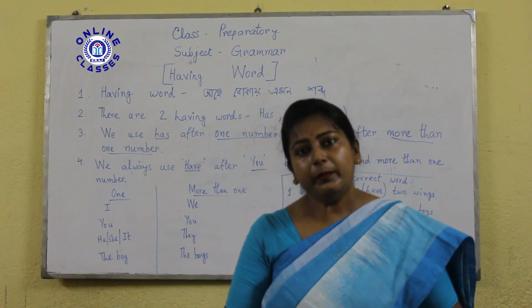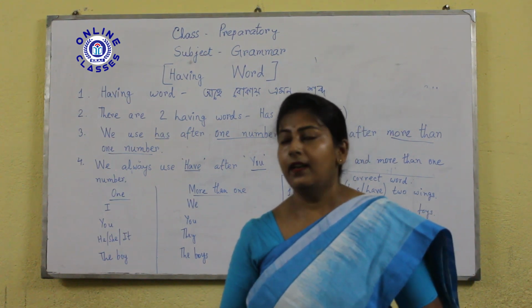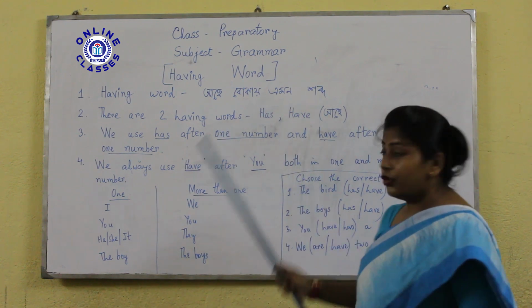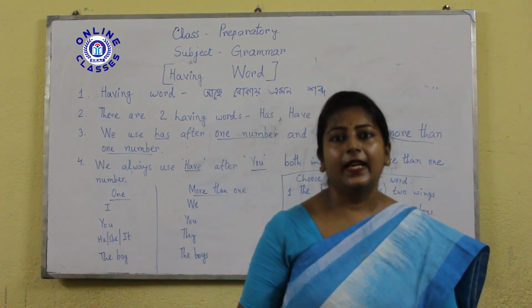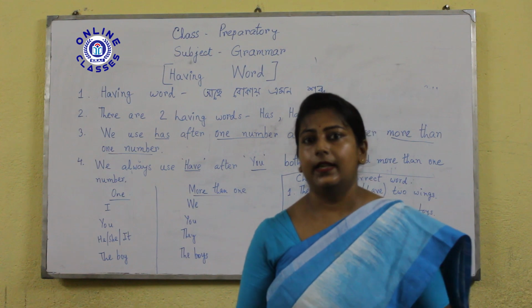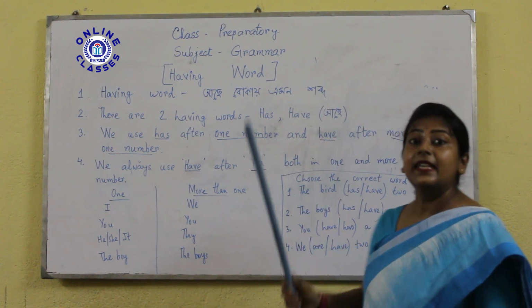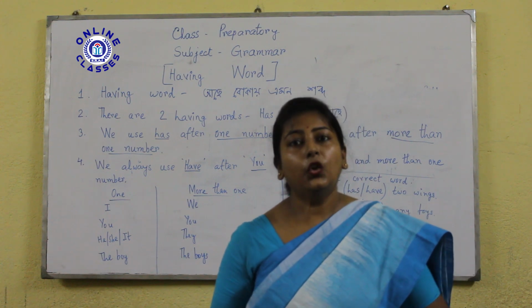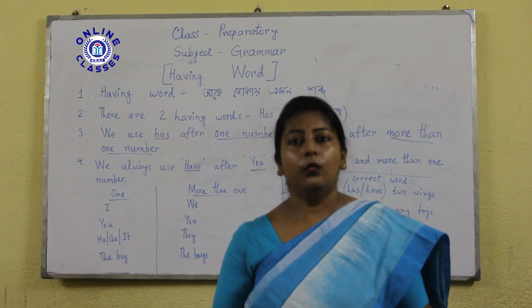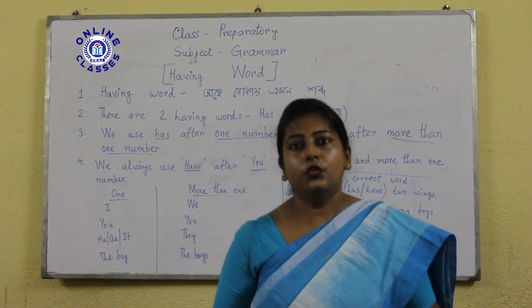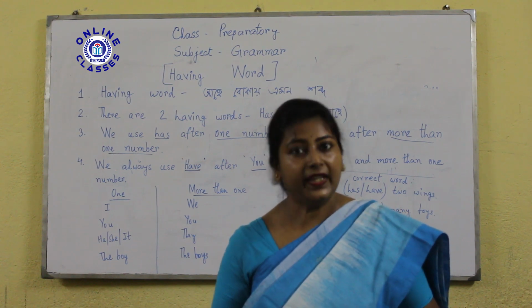What does having what mean? Having what means আছে বোঝায় এমন শব্দ. There are two having words, has and have, which mean আছে. কি আছে? কোনো জিনিস আছে. We use having words to mean to have something.